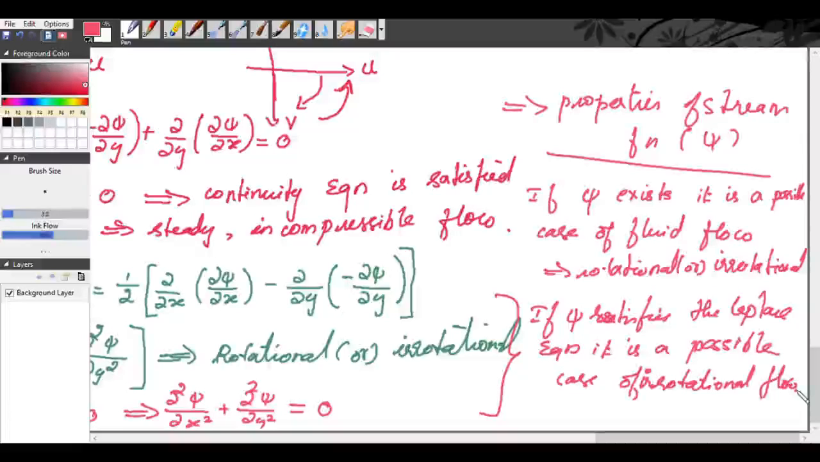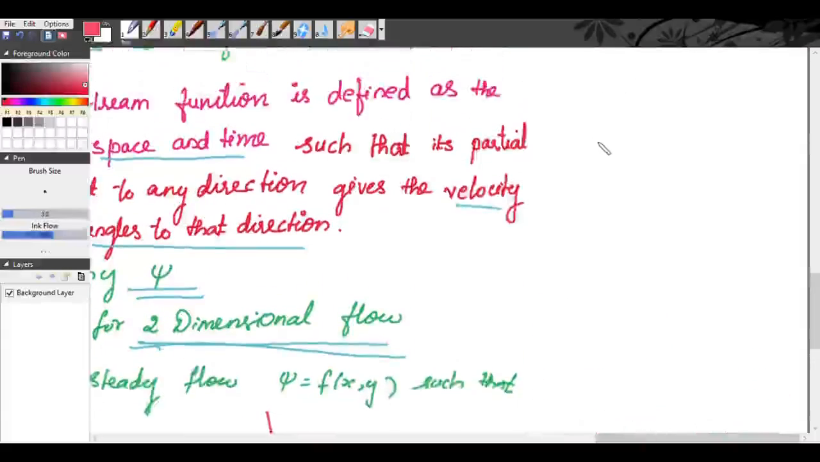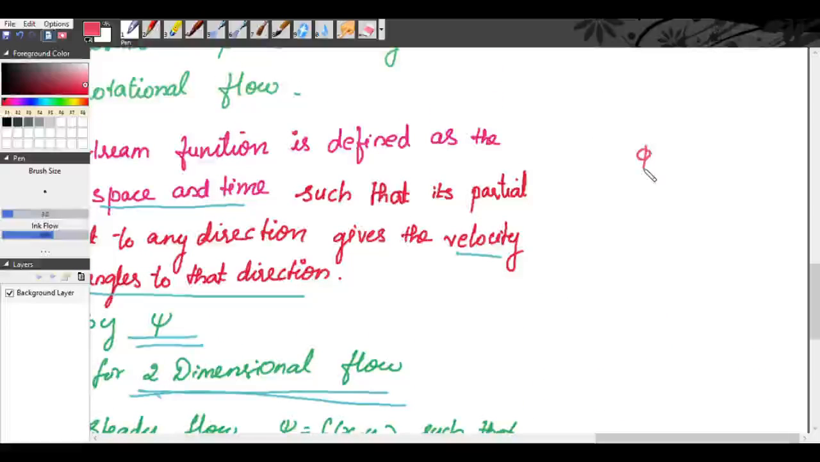Okay. So what we have studied is, just to compare: if there is velocity potential, then it is a case of irrotational flow and it satisfies the Laplace equation. If a psi exists, it can be rotational or irrotational. If it is irrotational, it should satisfy the Laplace equation. That is what we have seen today.